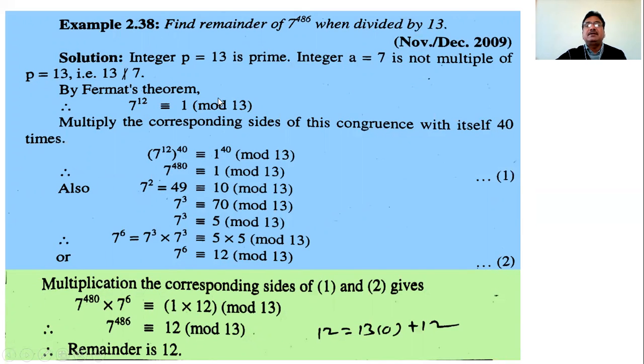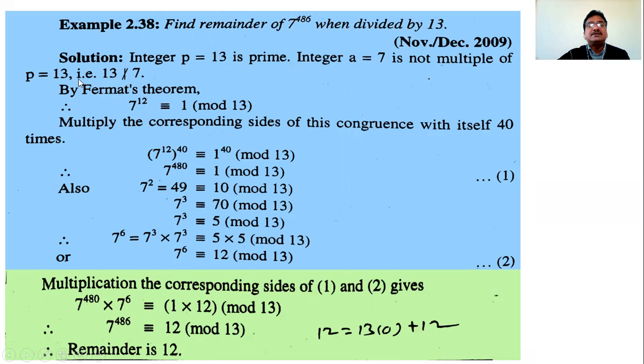The first example is: find the remainder of 7 raised to 486 when divided by 13. So 13 is a prime number, P is denoted by P. Take A as the integer 7, and 7 is not a multiple of P. That is, 13 does not divide 7, obviously, because 7 is smaller than 13.